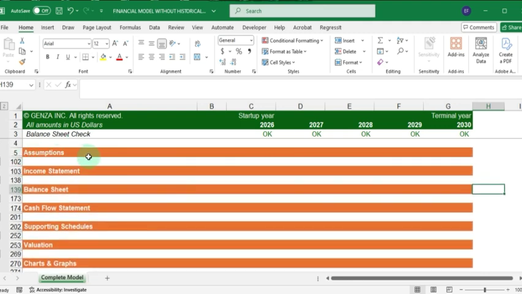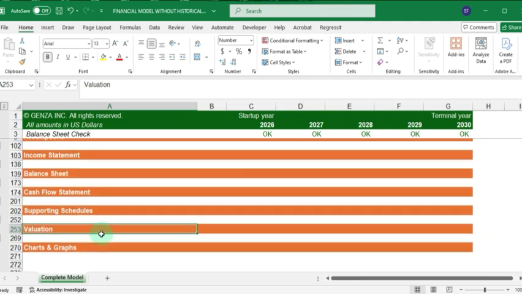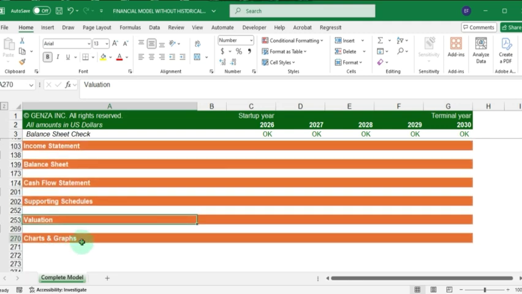It has the assumptions tab. It has the three main financial statements, including the income statement, the balance sheet, and the cash flow statement. We supported our calculations with supporting schedules. We backed that using valuation tab, where we valued this particular business using the DCF valuation model. And I also promised to add charts and graphs, which I will be posting for free on my channel. So be on the lookout for this particular video.